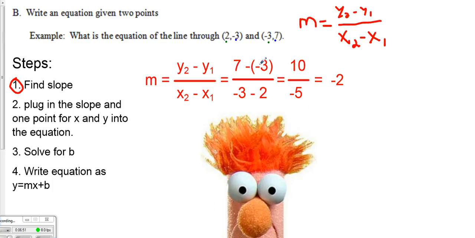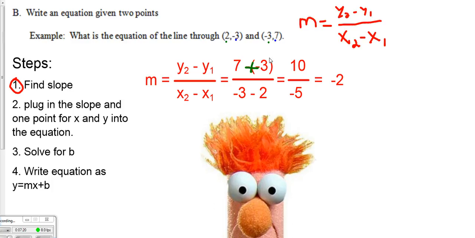So 7 minus negative 3, minus a negative is like adding. 7 add 3 is 10. Negative 3 minus 2, so negative 3 go down 2 more, you're at negative 5. 10 over negative 5. Positive over negative is negative. That's where this comes from. 10 over 5 is 2. So we have a negative 2. So that means our m, or our slope, is negative 2.